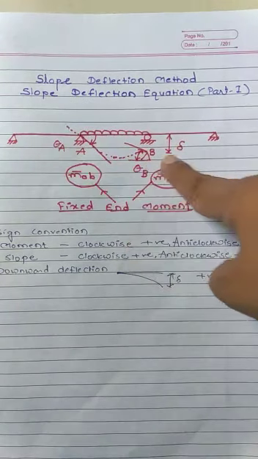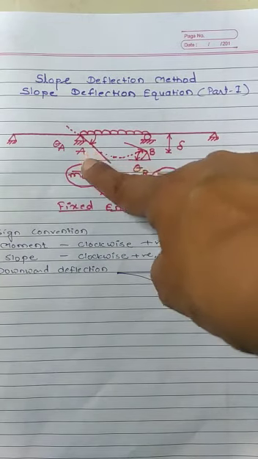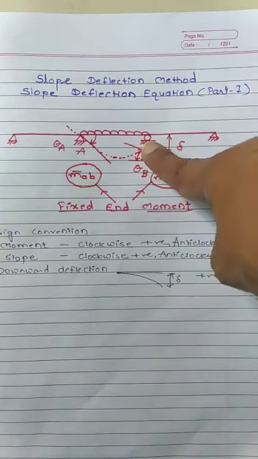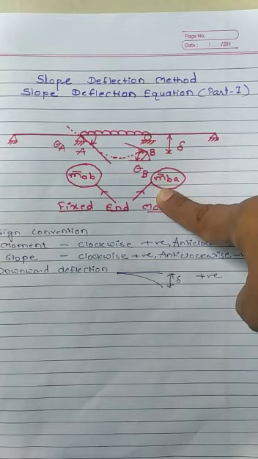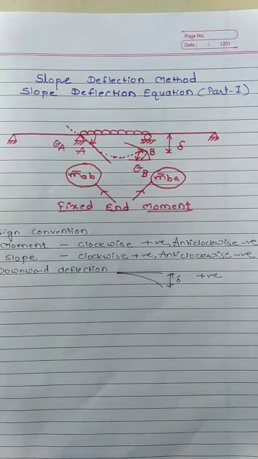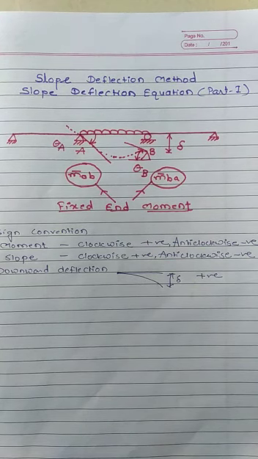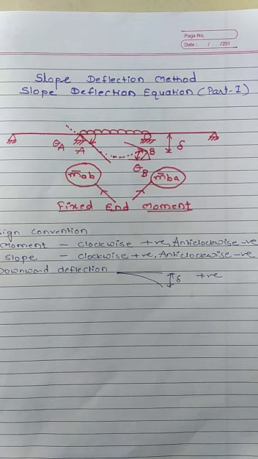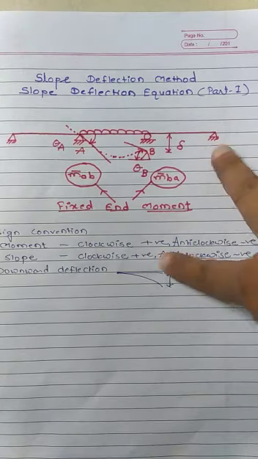And as the beam is continuous, we will have the fixed end moment at A as M bar AB, and the fixed end moment at B as M bar BA. Now to move ahead, we will assume some sign convention. If an end moment or any moment is clockwise, we consider it positive, and if it is anti-clockwise, we consider it negative. Same for the slope: if it is clockwise, consider it positive, and if anti-clockwise, negative. And if we have a downward deflection, consider it a positive deflection delta.